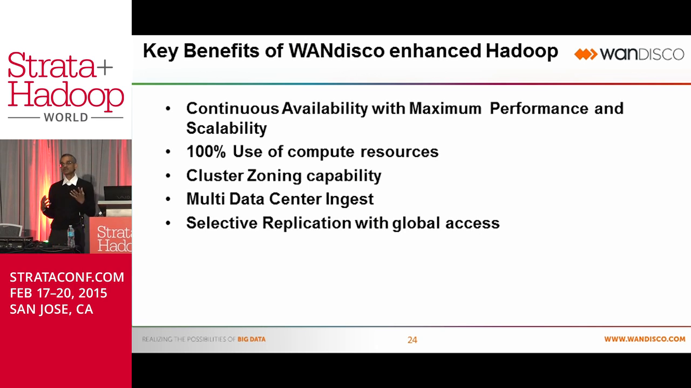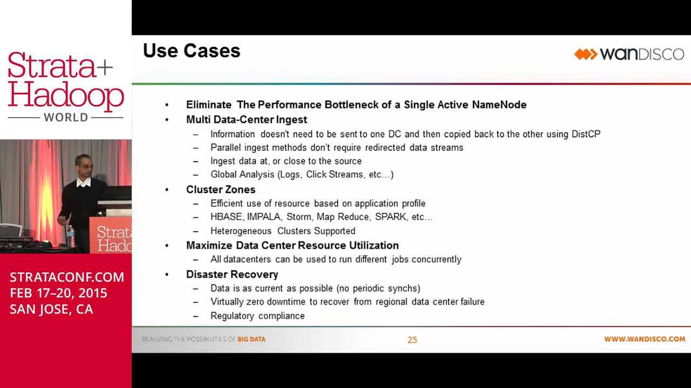You can configure advanced features such as selective replication, so only portions of your data are replicated out of specific data centers. If you have a banking application that has regulatory requirements such as this data cannot be exported from this country's data centers, you can implement that using selective replication.